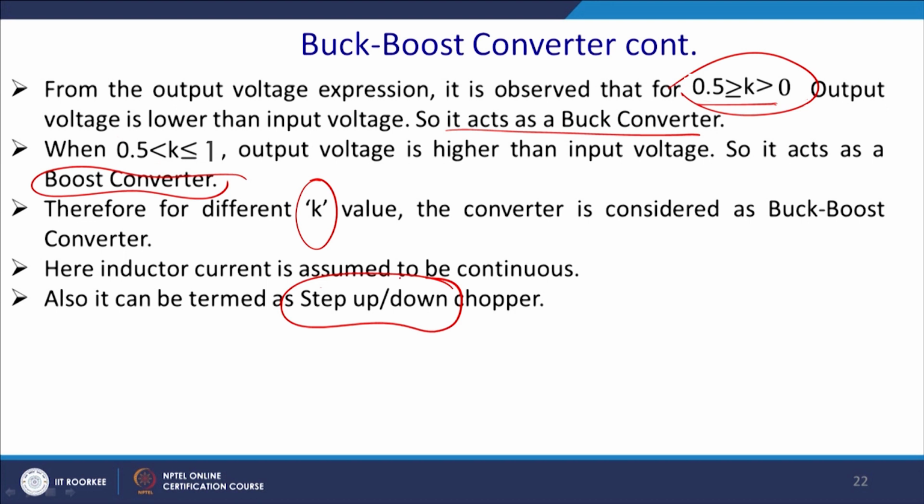Therefore, different values of k of the converter are considered for the buck boost converter. Here the inductor current is assumed to be continuous. It can also be termed a step up step down chopper, since it has buck boost properties. Now, we shall see how we control these output voltages.